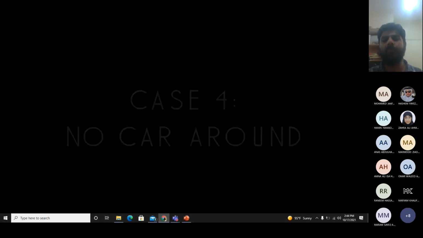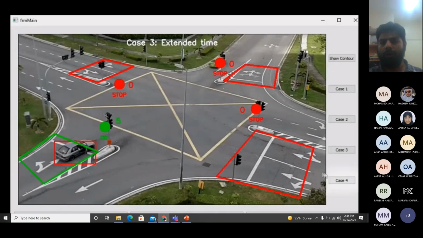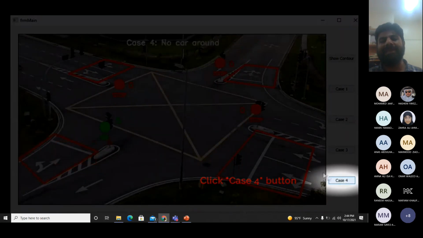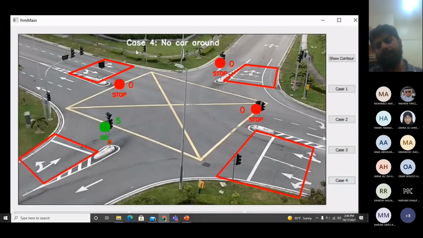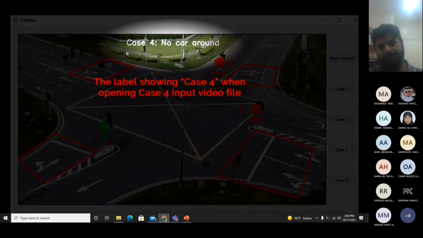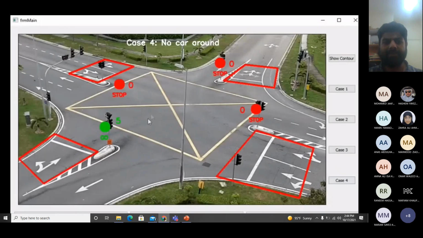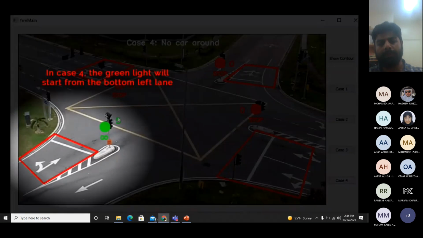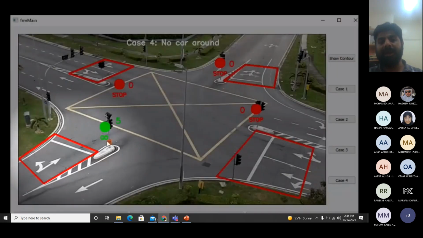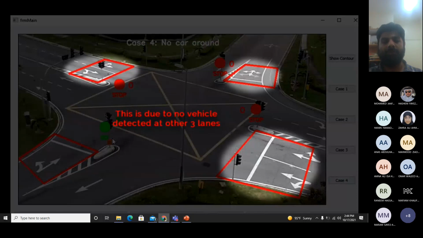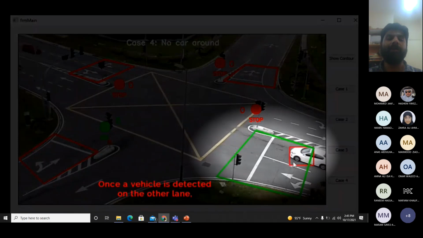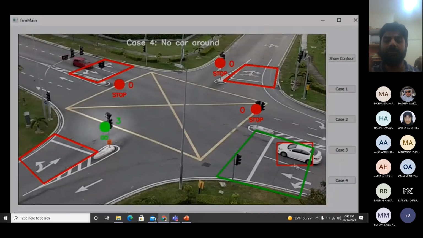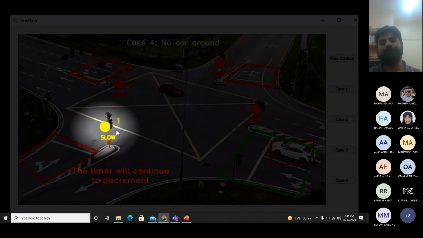And then we have case 4 where no car is around from the other sides. So the signal will be green only on one side. It will remain green until you have a car from any other side. You can see the signal is green and the counter on the signal is stopped. It will remain green until a car comes from any other side, and when the car comes from the other side, then the counter will start to move. So the people from that side know that the signal is about to turn yellow and red for them. Counter stopped means you have unlimited green. You can just keep on moving.